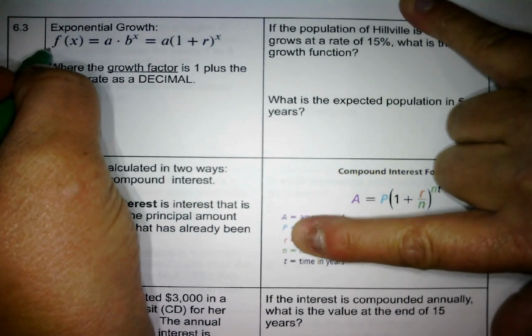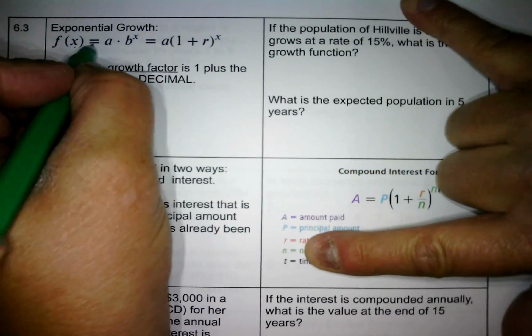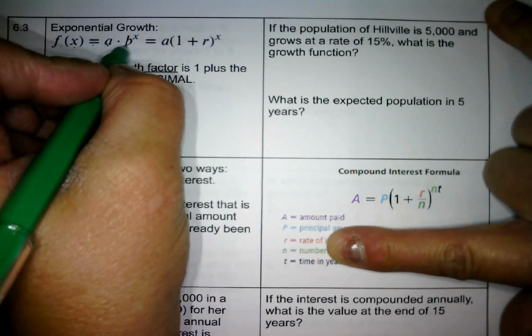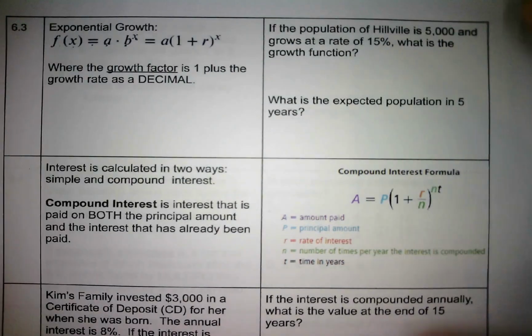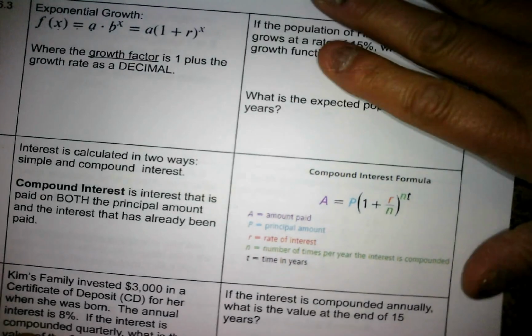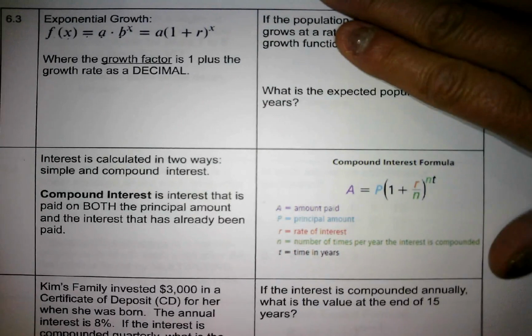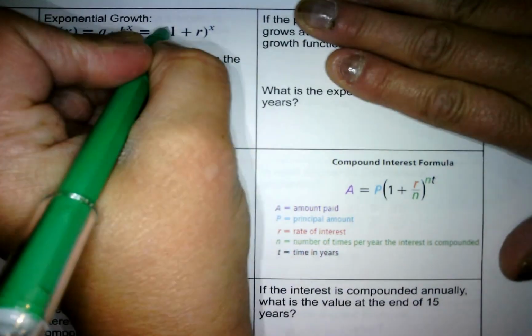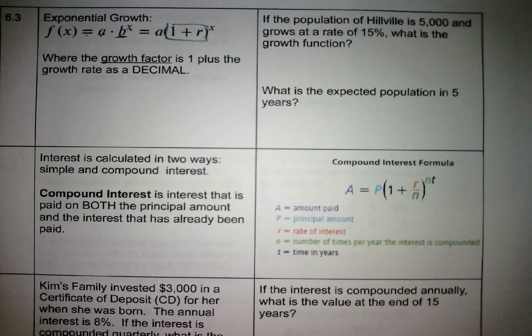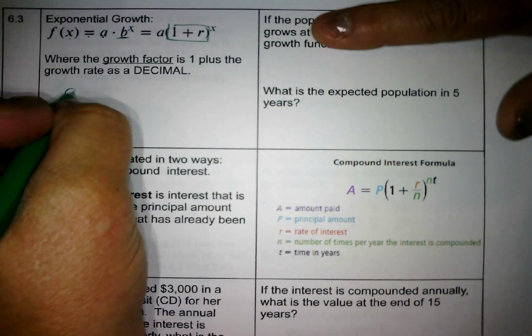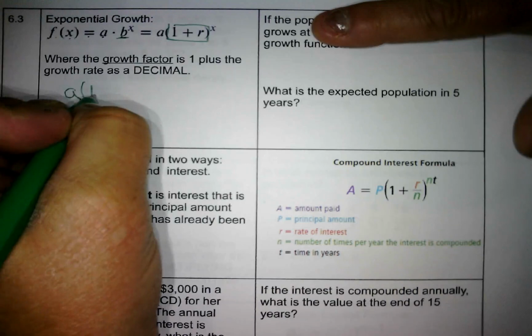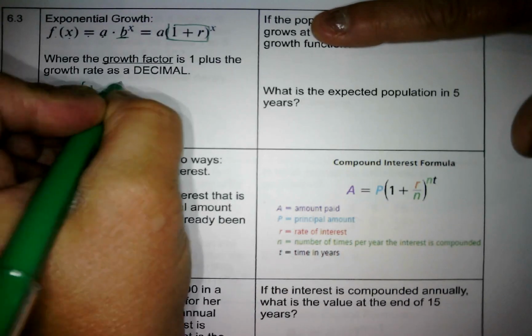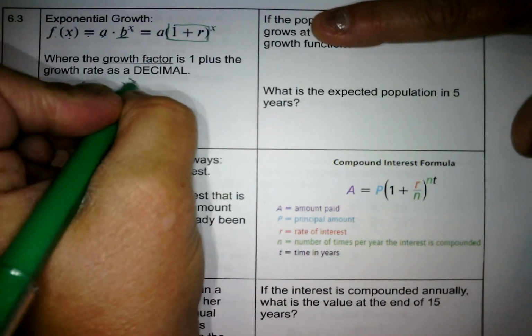In our last lesson, we learned the exponential function f of x equals a times b to the x power. But now we're going to change it up just a little bit, and make it something called exponential growth. All we're going to do is change this b to a number greater than 1. So it's going to be 1 plus some growth rate as a decimal. So we're going to get a times 1 point some decimal, raised to the x power.